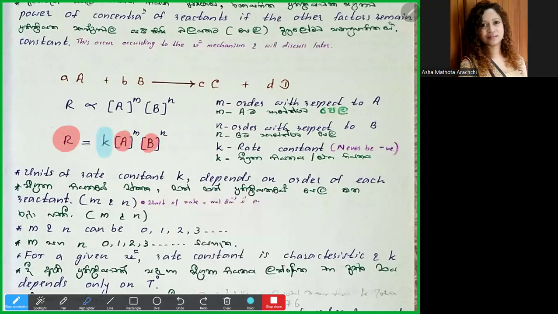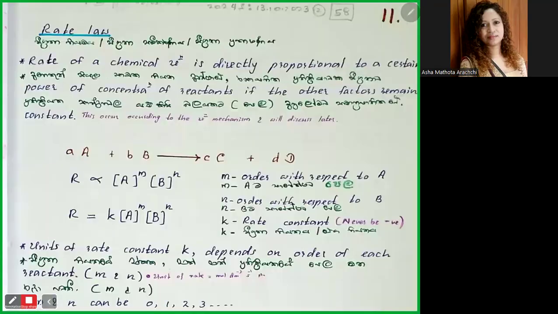Clear? To get K's units, what do we need? We need these units and these units. But what we have now is not just the normal units, we have the powers. So we have to know what this m and n is to get the units of this k. Is that clear? I have to break to explain this.